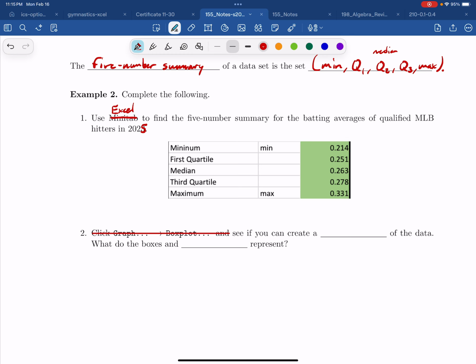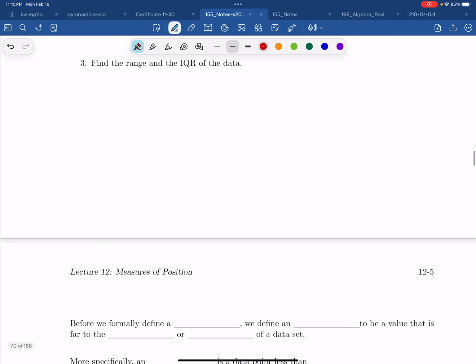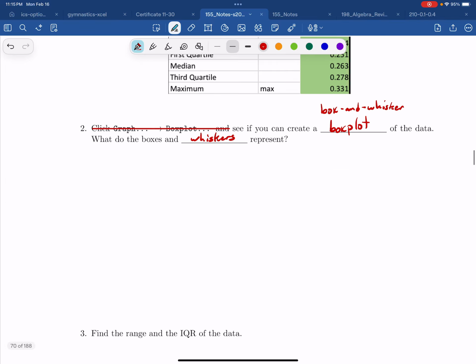Now, here's something where I say, let's see if we can create a box plot of the data. This is also known as a box and whisker plot. I think the book uses the term box plot. I forget, honestly, but you'll see both. So here's the question: what do boxes and whiskers represent? Well, let's see. Yeah, I think I get into how to create a box plot there.